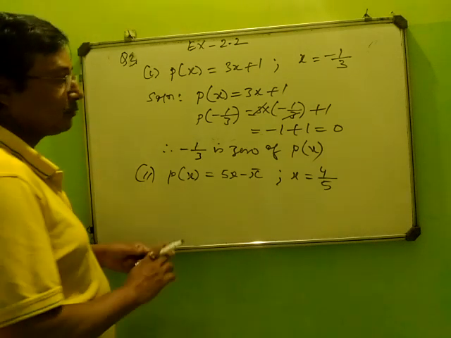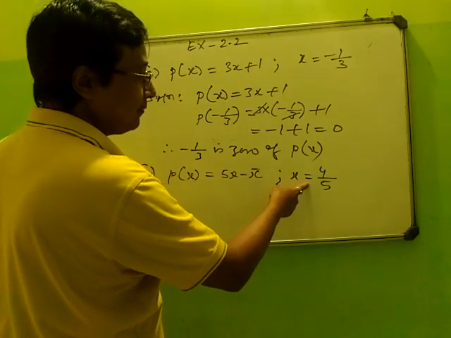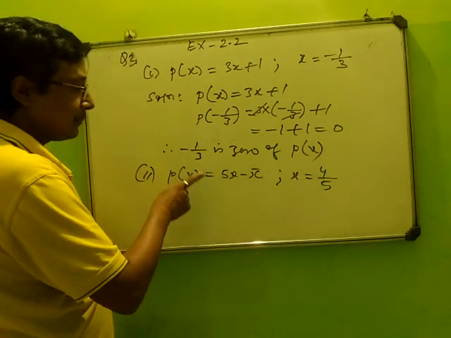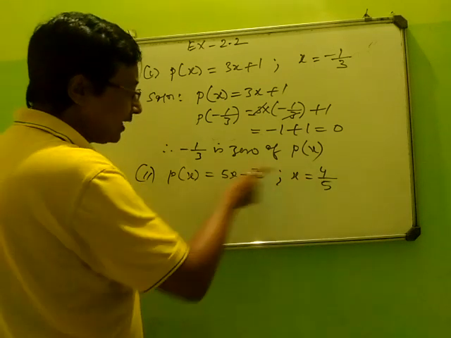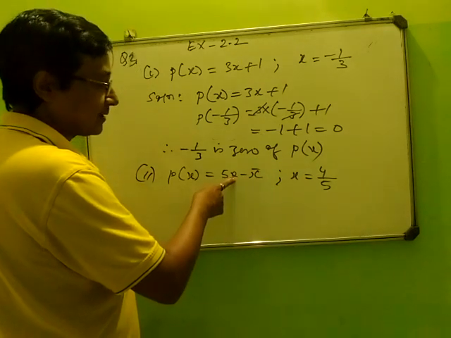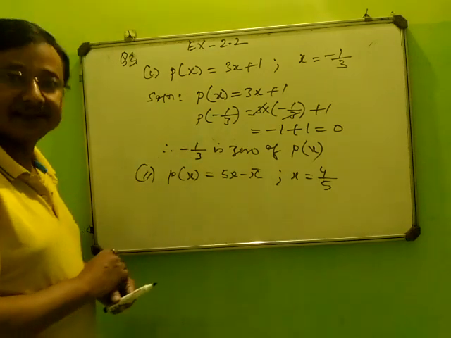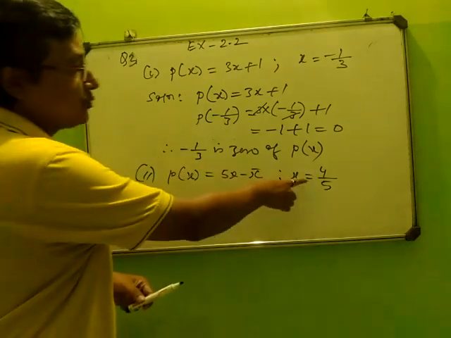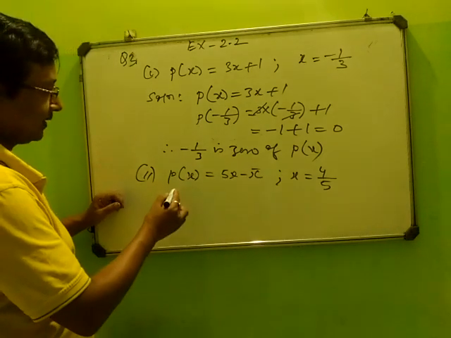So now, you are going to show whether the value that is given, 4 by 5, will satisfy this polynomial or not. It will satisfy when, by putting this value in place of x, you get 0, then this will be the 0. But if you did not get 0, then this will not be the 0 of this polynomial. So let us see.